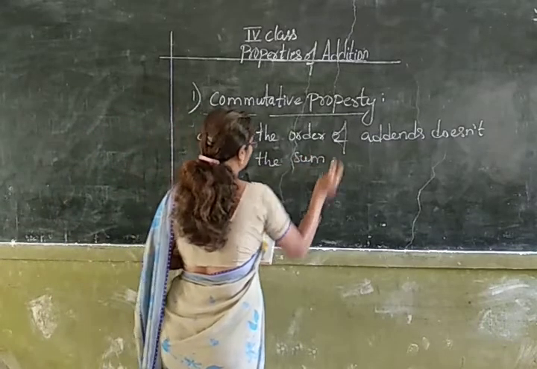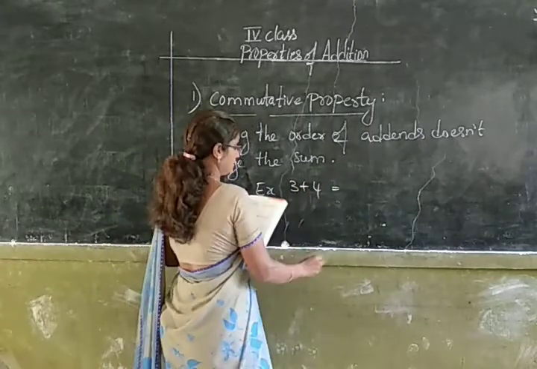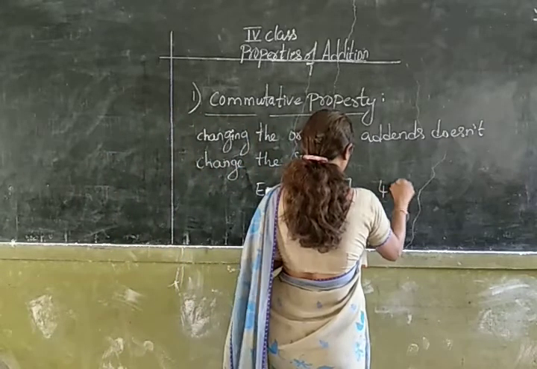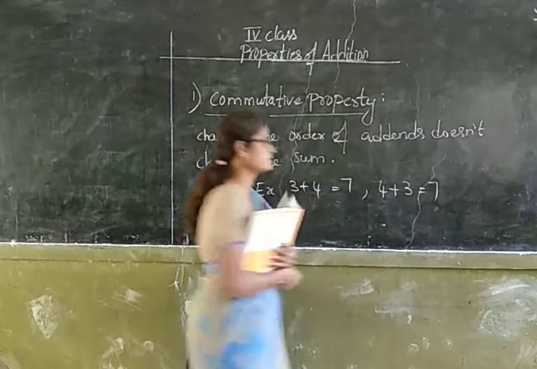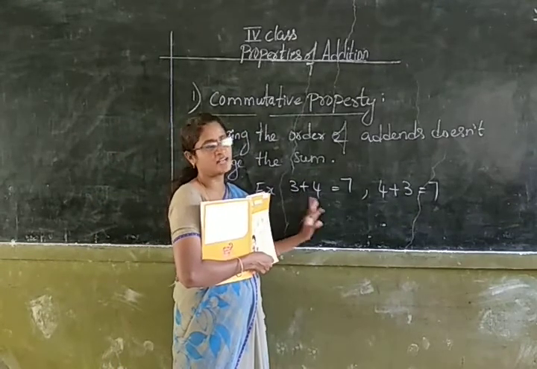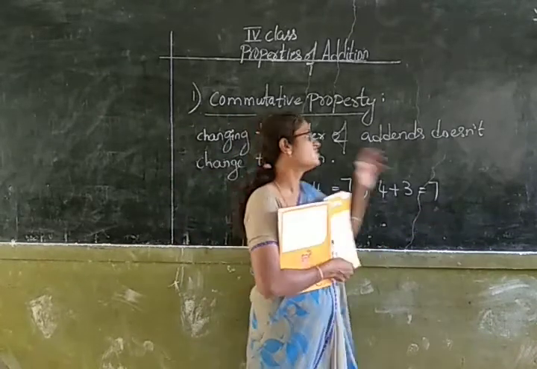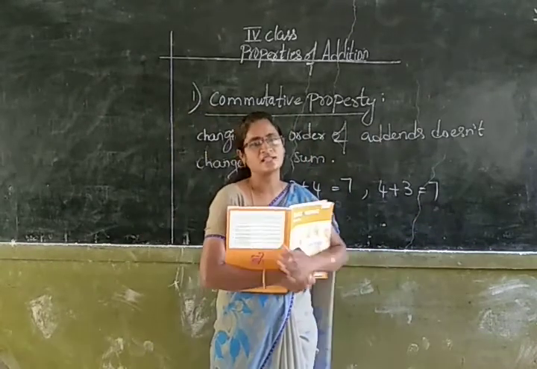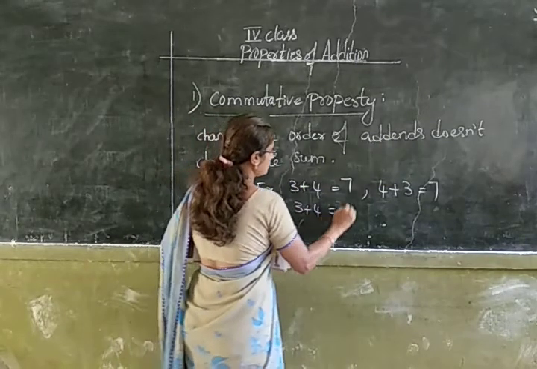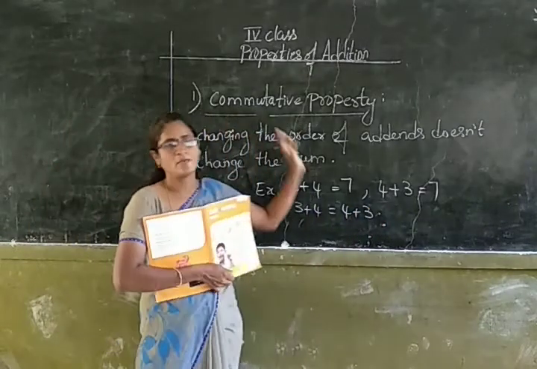For example, 3 plus 4 is how much? 3 plus 4 is 7. Similarly, 4 plus 3 is how much? 4 plus 3 is also 7. Here I have changed the order of addends. First I have added 3 and 4 and next I have added 4 and 3. But the result is same, which means change of order of addends does not change the sum. That means 3 plus 4 is equal to 4 plus 3. This is the first property, that is commutative property.